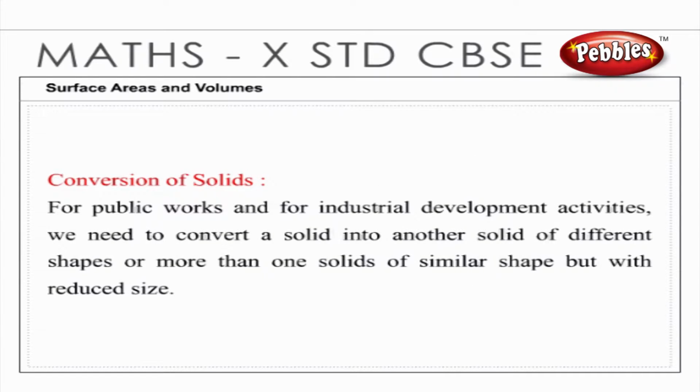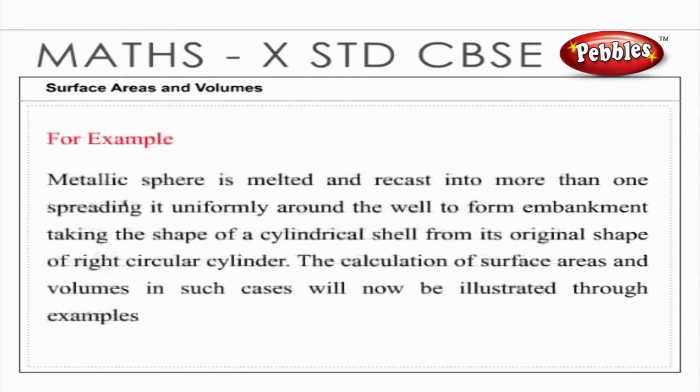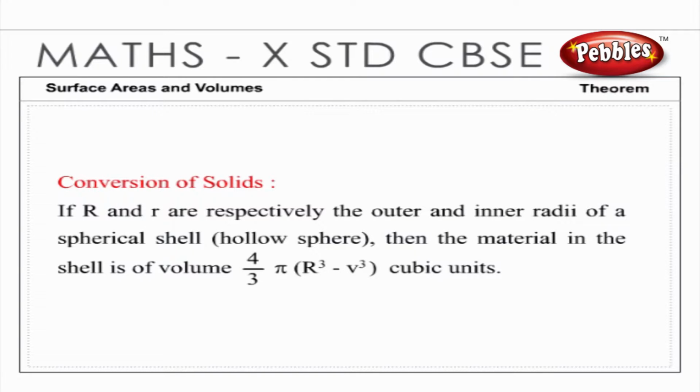Conversion of solids. For public works and for industrial development activities, we need to convert a solid into another solid of different shape or more than one solids of similar shape but with reduced size. Theorem. If capital R and lower r are respectively the outer and inner radii of a spherical shell, that is, hollow sphere, then the material in the shell is of volume 4 by 3 pi into (R cubed minus r cubed) cubic units.